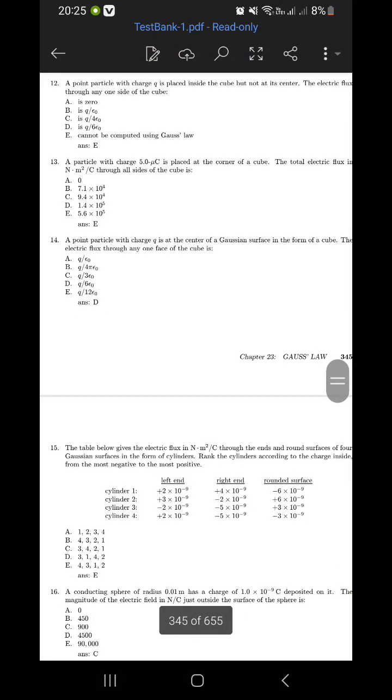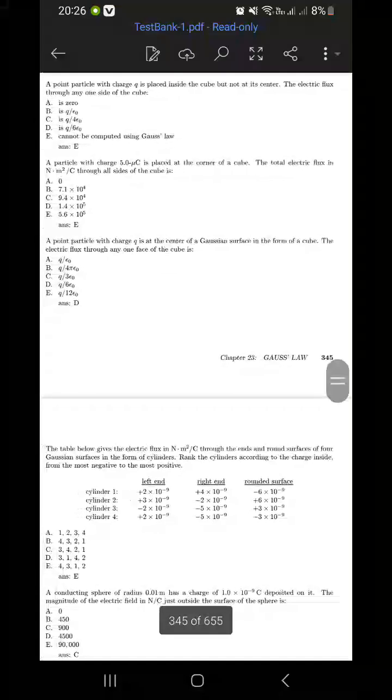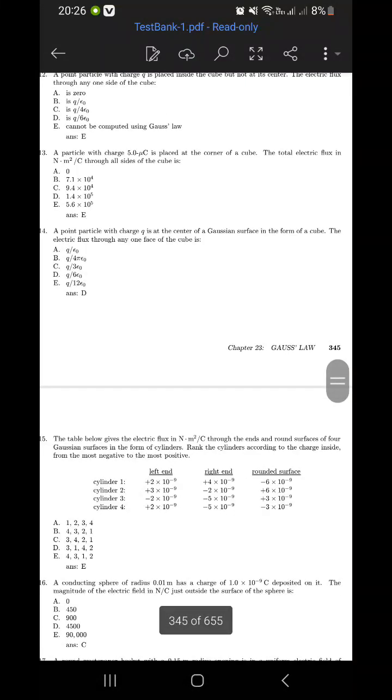A point particle with charge Q is placed inside the cube but not at its center. The electric flux through one of the sides of the cube is E: cannot be computed using Gauss's law.